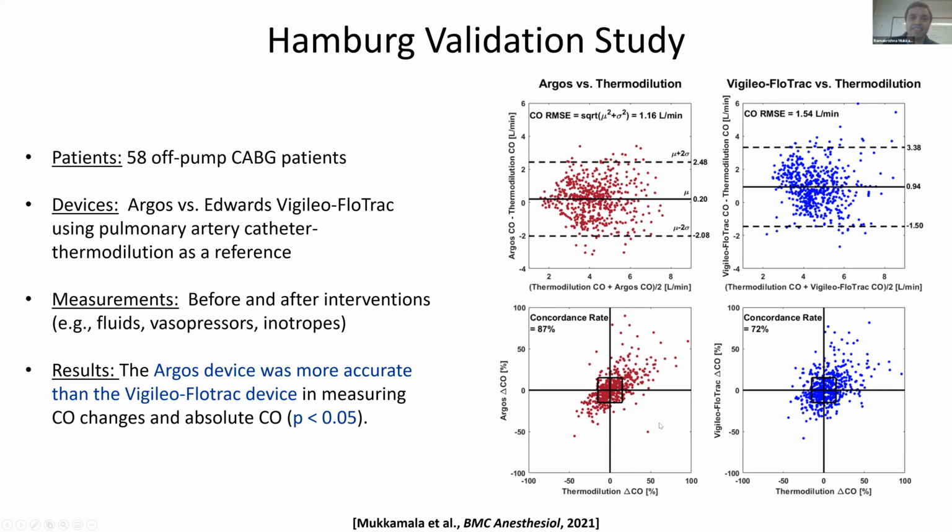You can see that the intervention-induced cardiac output change data points for the Argos device are likewise more on the identity line than the Edwards device. And overall, the Argos device was statistically more accurate than the Edwards device in measuring CO changes as well as absolute cardiac output levels.